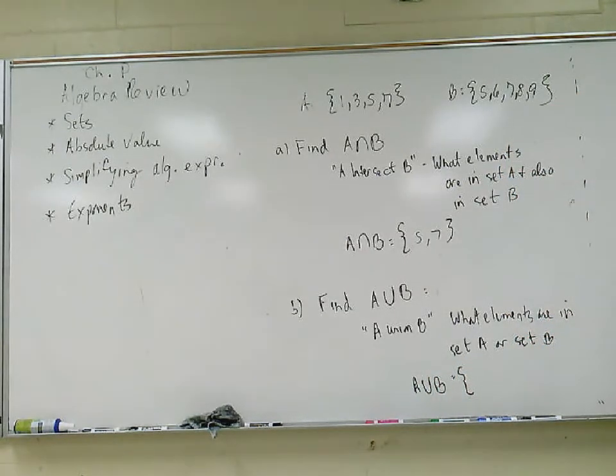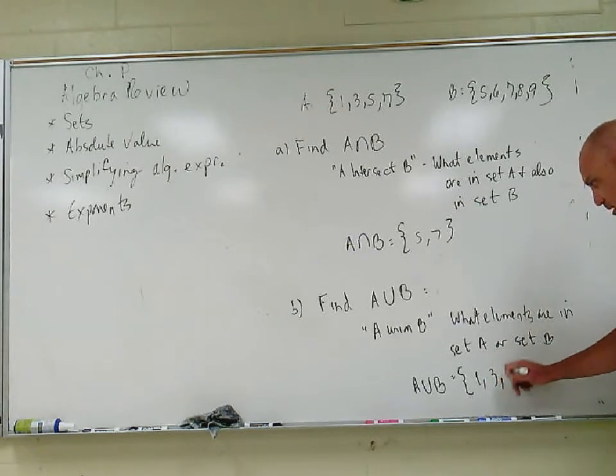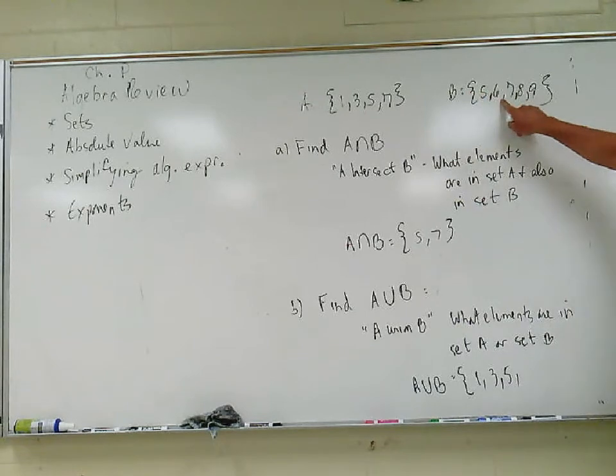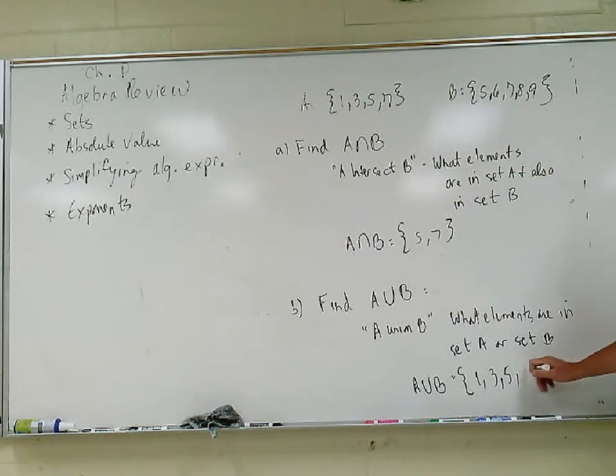What do we have? Is 1 in A or B? Yes. Is 3 in A or B? Yes. What about 5? Then instead of me putting 7, I'll skip over here and put the 6. Then what about 7? Yes, then 8 and then 9. And that's how you do it. It's the one that's in either, it can be in either or.